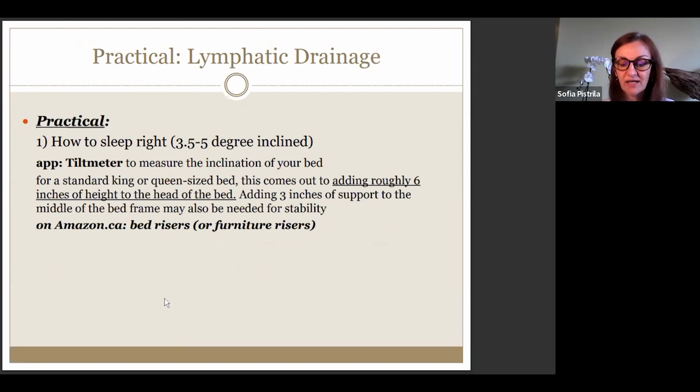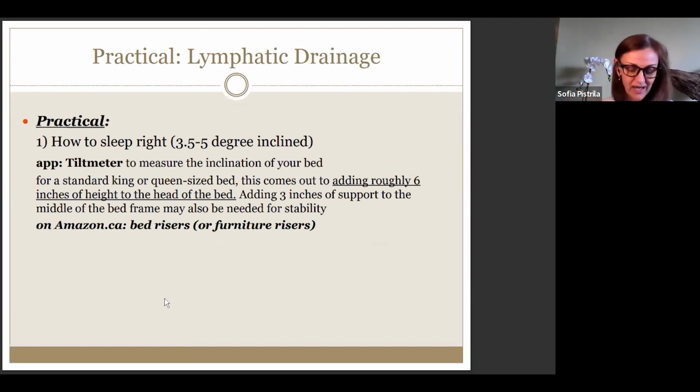So I'm going to give you 2 tips now. There's only 5 minutes left. 2 practical tips for lymphatic drainage, and I hope you can apply them. The first one, you're going to apply even tonight: how to sleep right, meaning not flat. Sleeping flat is the worst thing that we do for the drainage of the lymphatic system.